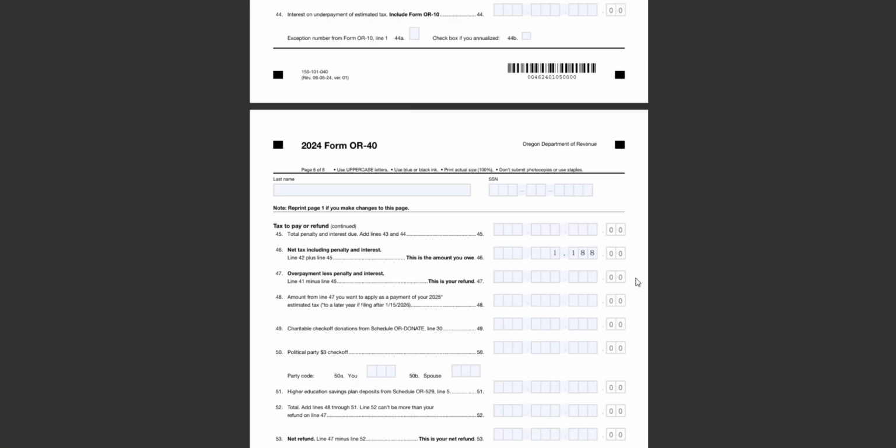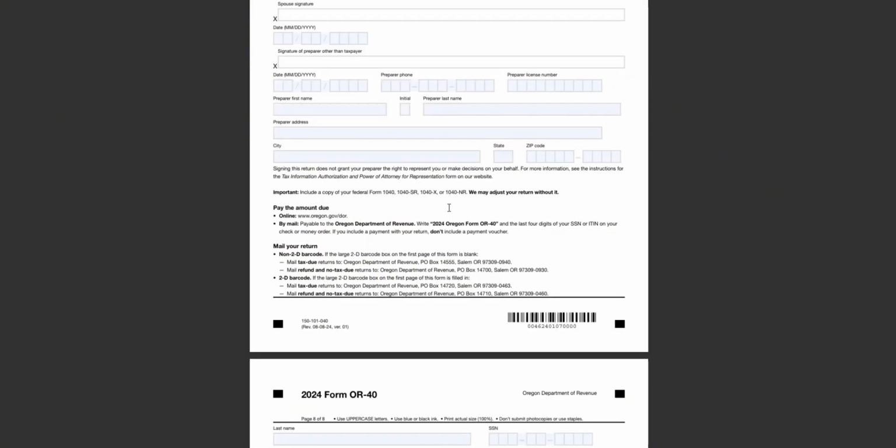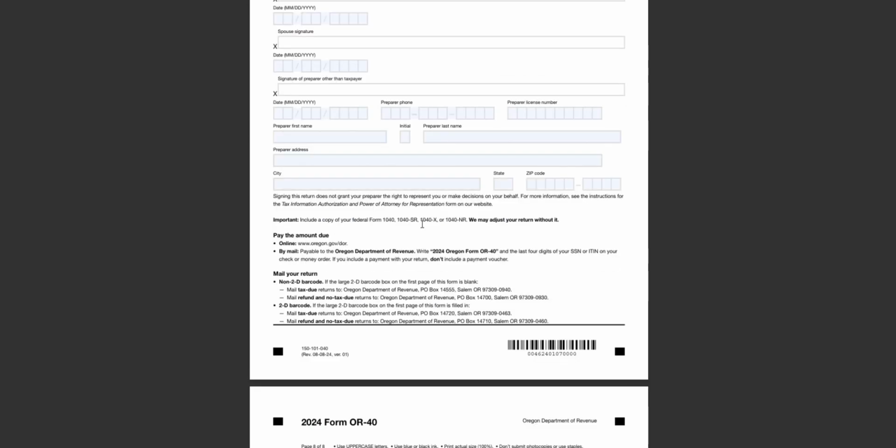The main takeaway here for me, at least, was that a lot higher income taxes are owed in the state of Oregon than in California, in my situation at least. So that's a big gap, I think. But that's it.